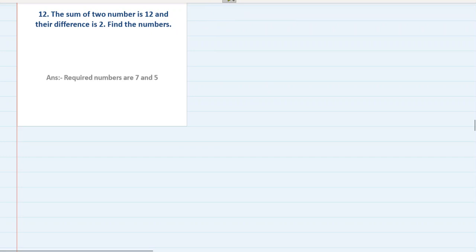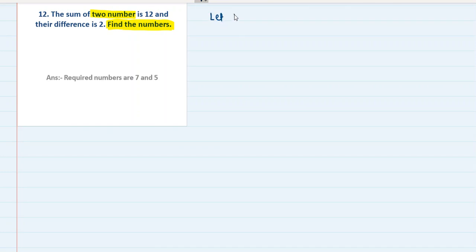The sum of two numbers is 12 and their difference is 2. Find the numbers. Now, the first statement which you are going to write after reading a word problem is you are going to assign the variables to the unknowns. What you need to find, always look at the final sentence. What do you have to find? You have to find the numbers. How many numbers are missing? Two numbers. So you need to find these two numbers. Okay, so assign them appropriate variables.